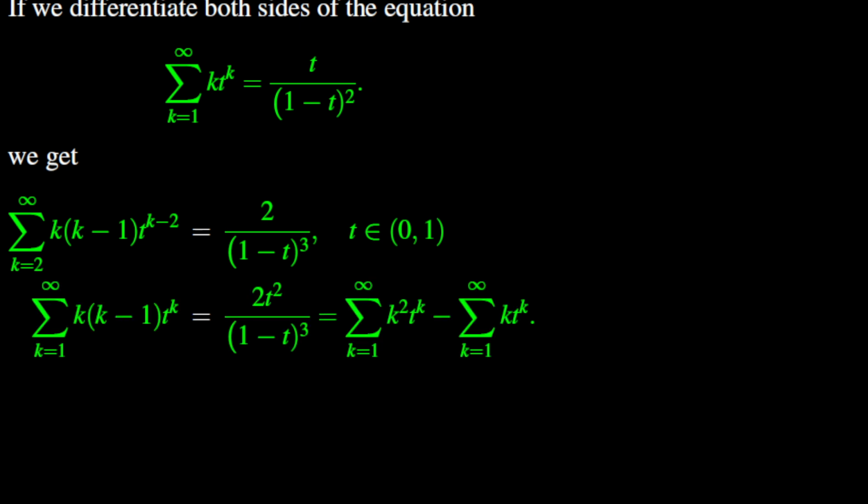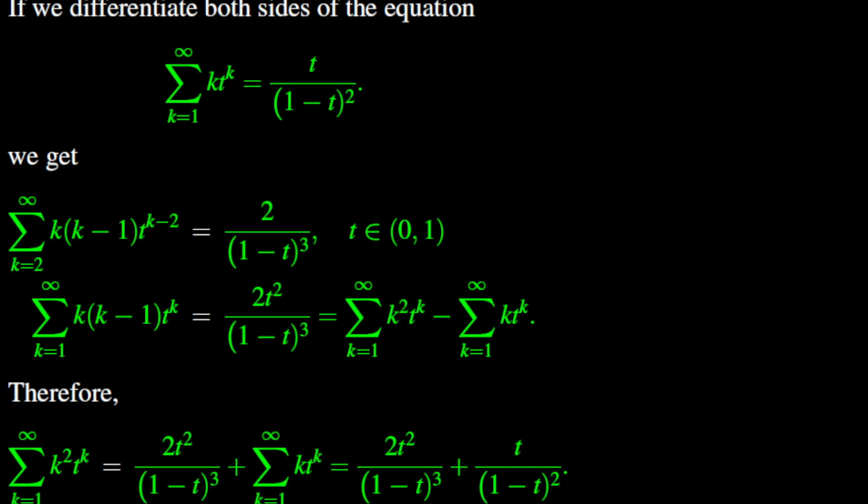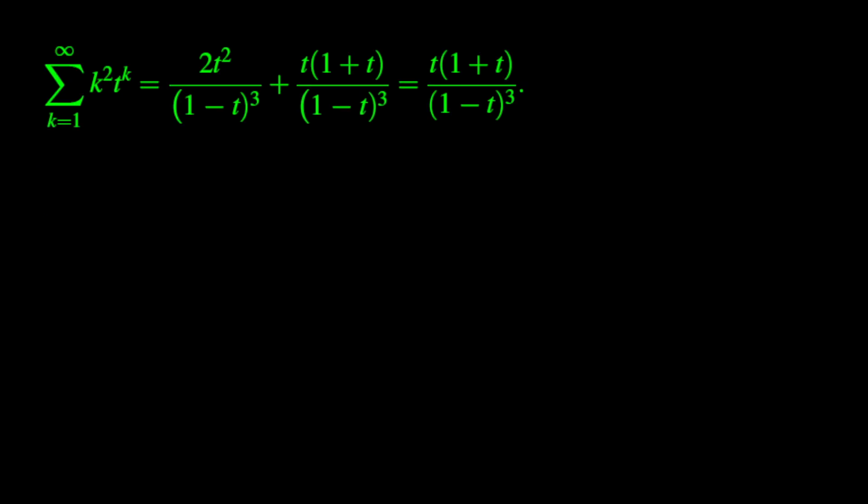We first multiply both sides of the previous equation by t squared, then break the resulting series as a difference of two series: the sum from 1 to infinity of k squared times t to the power k, minus the sum from 1 to infinity of k times t to the power k. This allows us to derive the sum of the series from 1 to infinity of k squared times t to the power k as the quantity 2t squared over the quantity 1 minus t, cubed, plus t over the quantity 1 minus t, squared. It comes that the sum of the series from 1 to infinity of k squared times t to the power k is equal to the fraction with numerator t times the quantity 1 plus t and denominator the quantity 1 minus t, cubed.